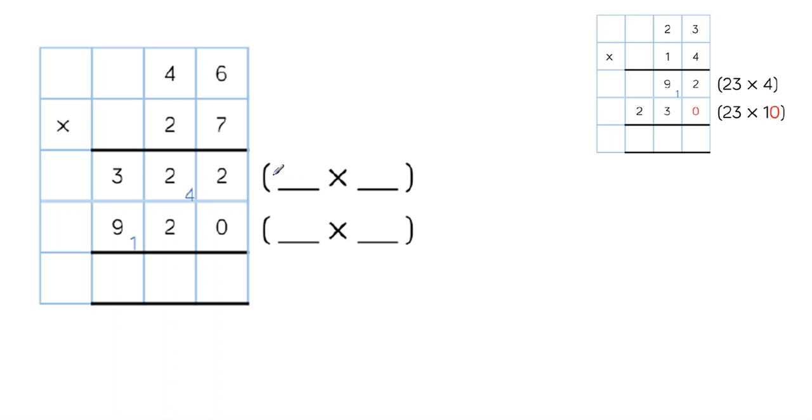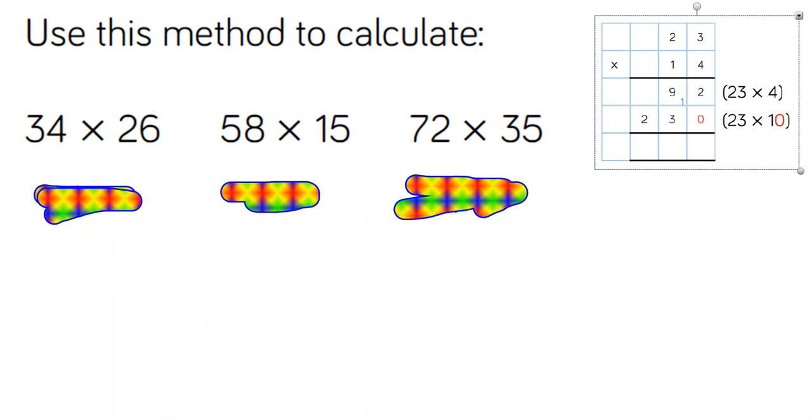Okay, so you had a go, and that was 46 times 7. And that was 46 times 20. And we recombine them. That's our answer. Right, so on your piece of paper with your pencil, you're going to have a go at using that long multiplication method to help you with these 3 calculations. Pause the video and I'll show you the answers in a moment.